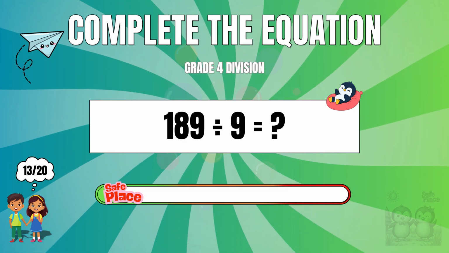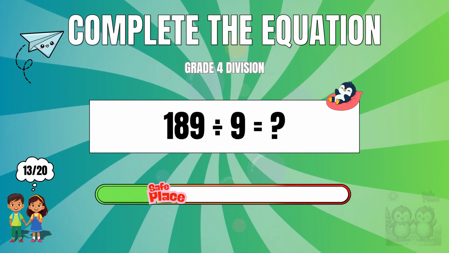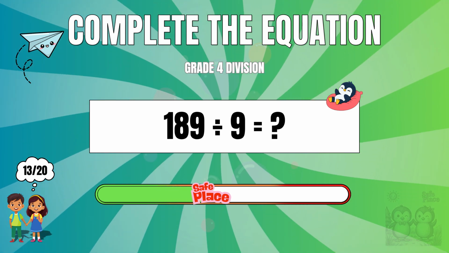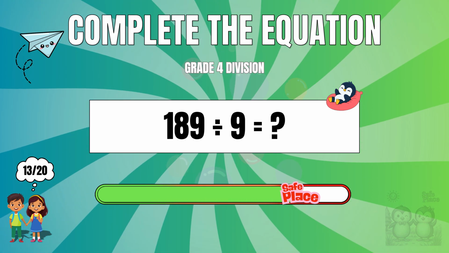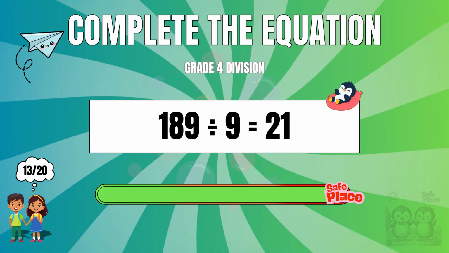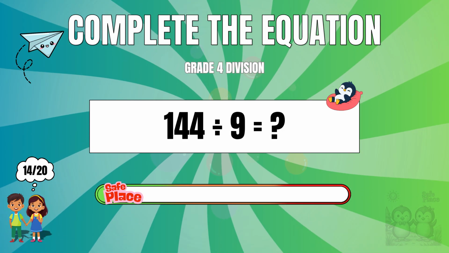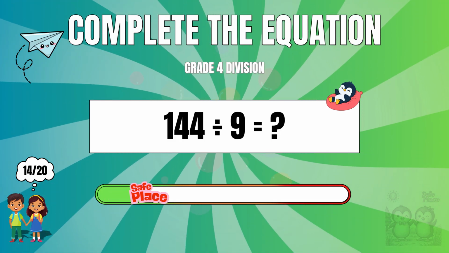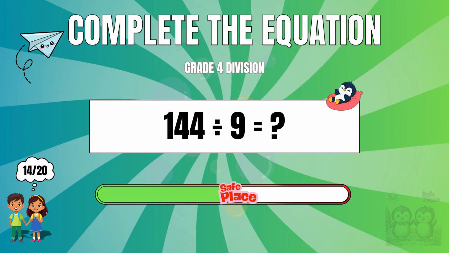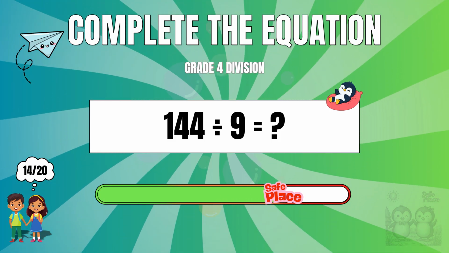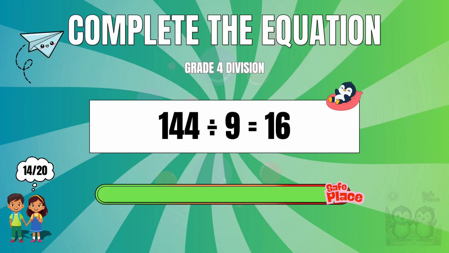Can you solve 189 divided by 9? Three, 2, 1. Nice, 21. What is 144 divided by 9? Three, 2, 1. Correct, 16.